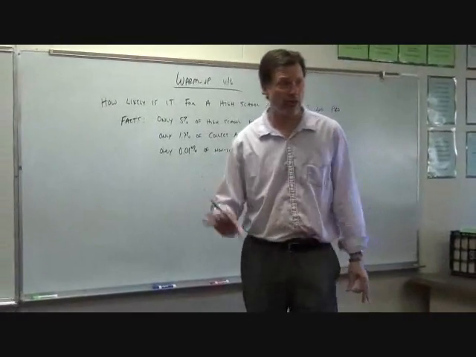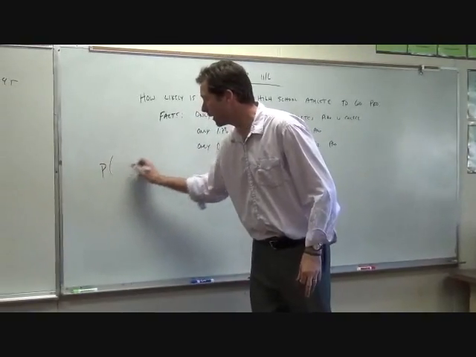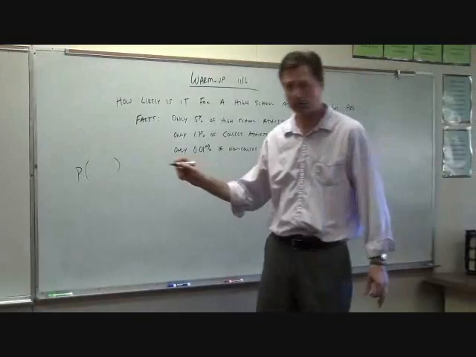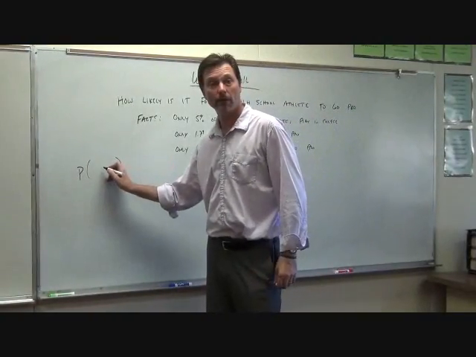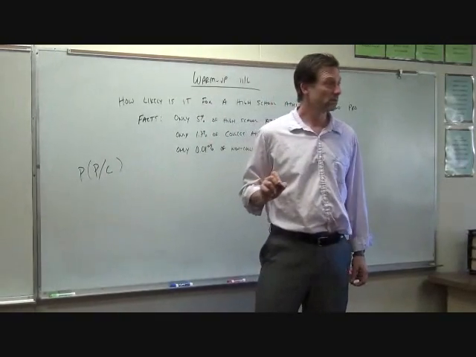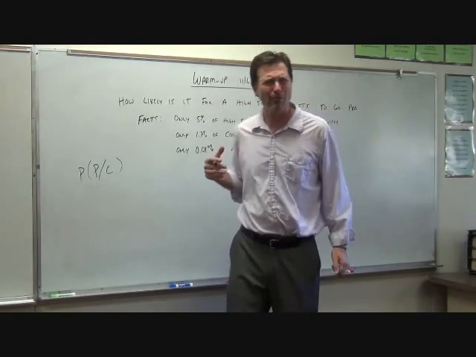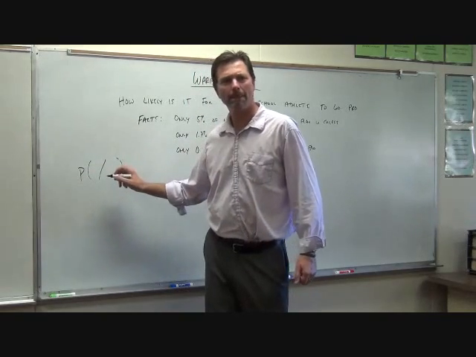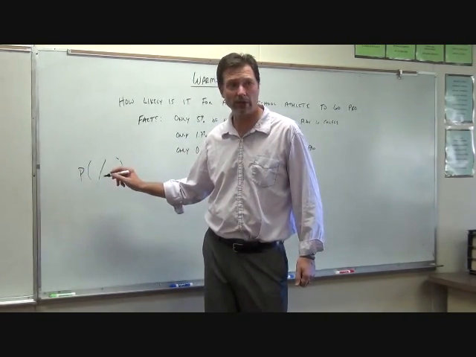So let's change those to symbols. How would I write this part? Given that they're a pro, what's the probability they went to college? What's that? P given C. Everybody okay with that? Isn't that what I asked for? No, I didn't. What did I say? I said given they're a pro, what's the probability that they went to college?